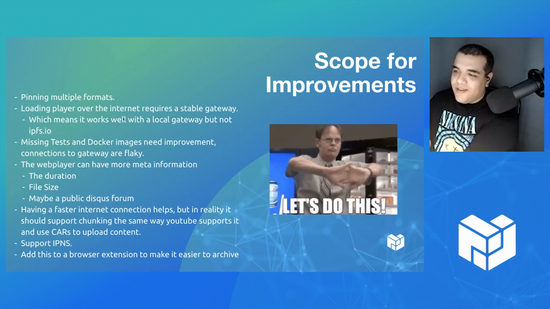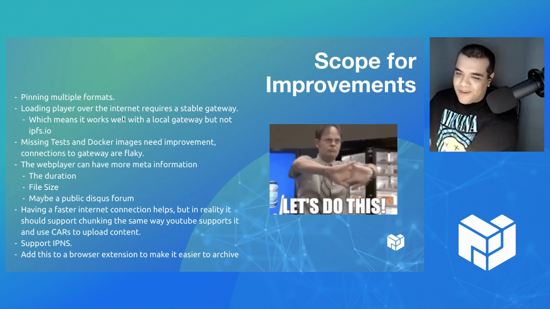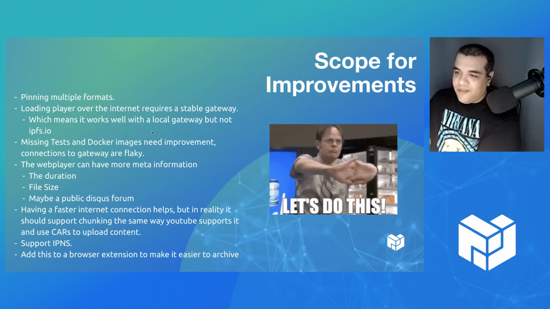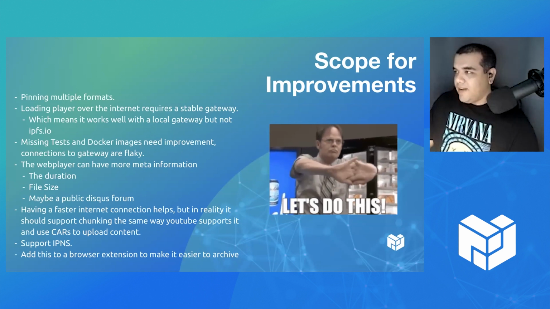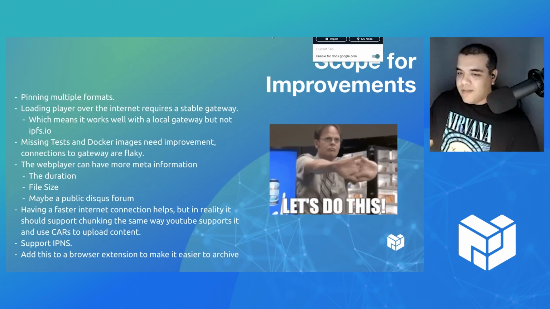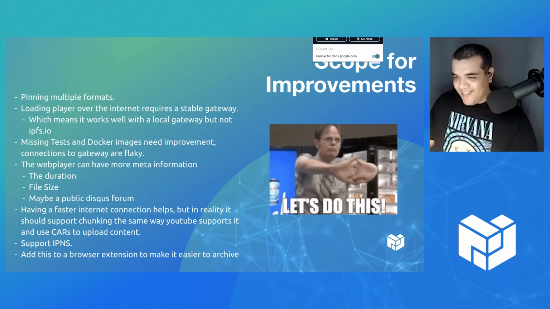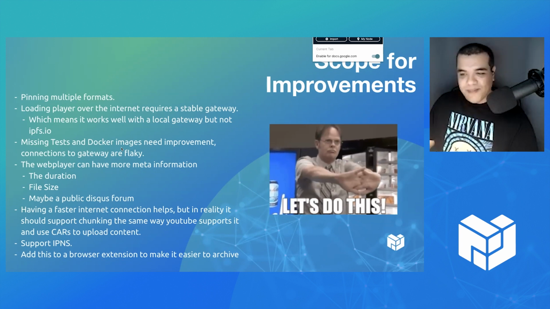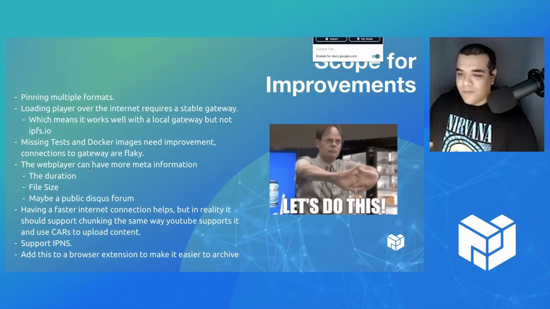Loading over the internet requires a stable gateway, which means it does not work very well if you don't have a local gateway installed. So I would recommend having a local gateway running and providing it to the script or the player. IPFS Companion does it by default. My local gateway is connected here, so make sure you have that running somehow. The tests are missing. Like any MVP, the Docker images need a bit of improvement. The connection can get flaky at times, but this works most of the time.